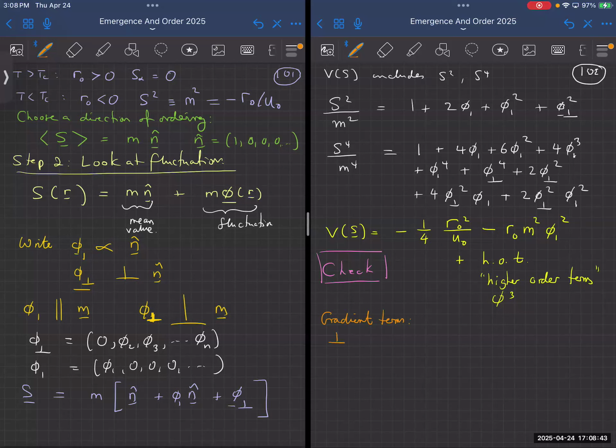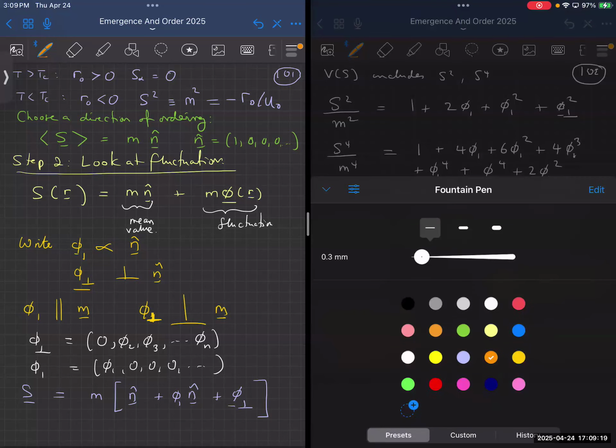So the gradient terms are 1/2 grad S squared. Let's go ahead and write what those are. Well, S is just a constant vector plus the fluctuations. So the only terms that come from the fluctuations are going to involve the gradient of phi. And those are going to look like this: m squared over 2 grad phi 1 squared plus m squared over 2 grad phi perpendicular squared. Again, you should check that. So now we can put it all together.